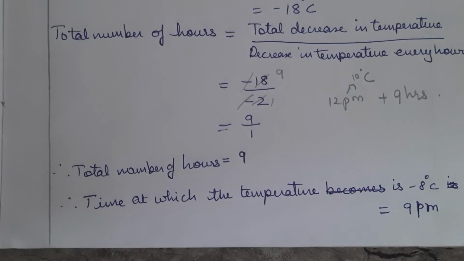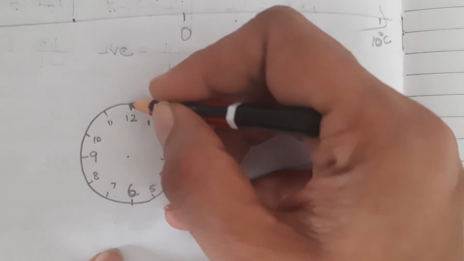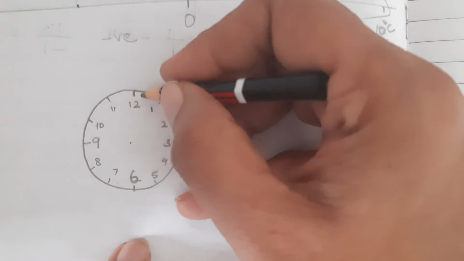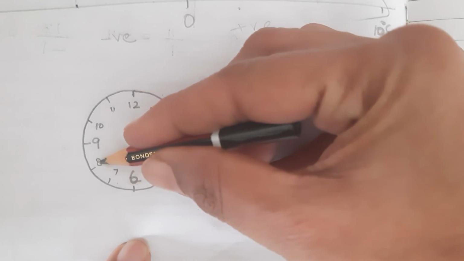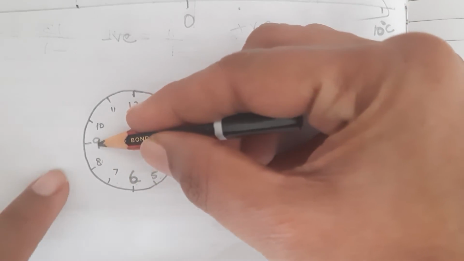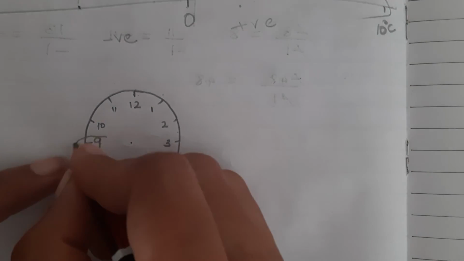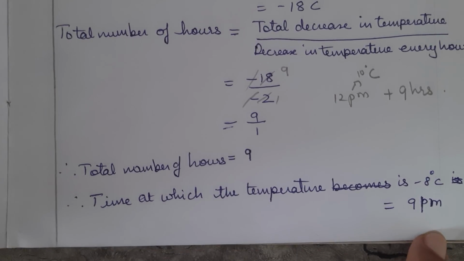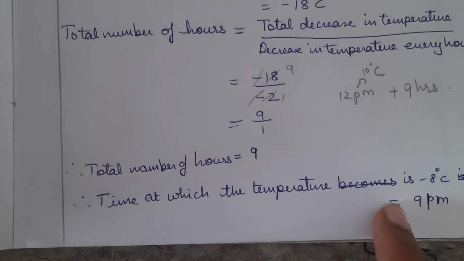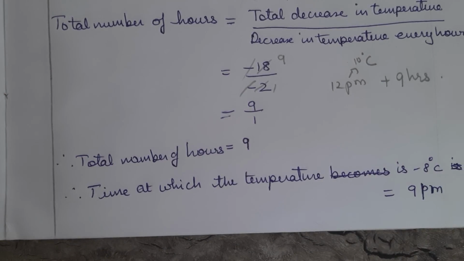On the clock, 12 is here. After that, if you want to add 9 hours, how will you add? 1, 2, 3, 4, 5, 6, 7, 8, 9. So from 12, if you add another 9 hours, the time is 9 p.m. That is how you get the time as 9 p.m. The time at which the temperature is minus 8 degrees Celsius is equal to 9 p.m. This is the first part.